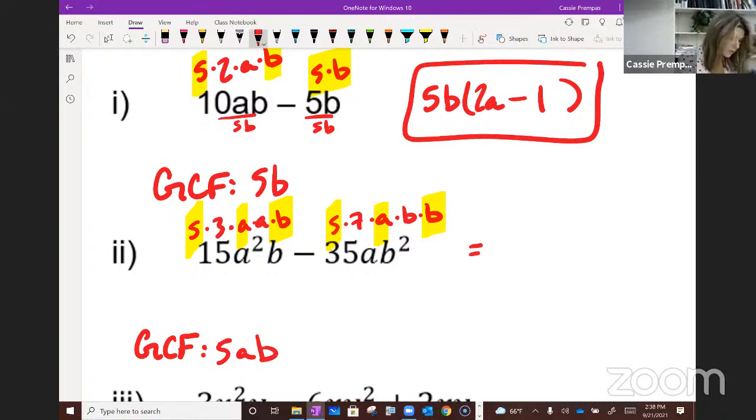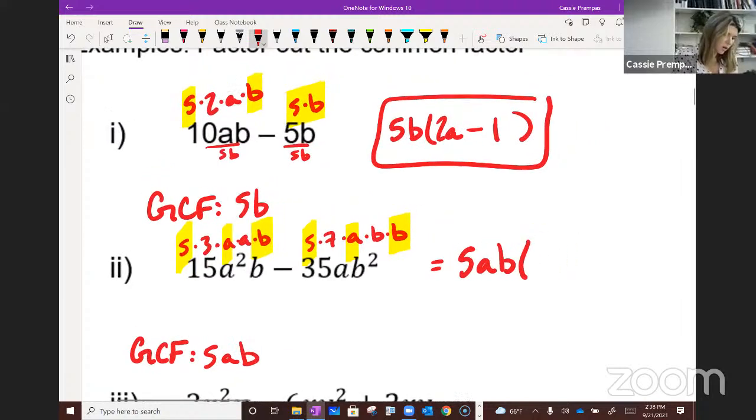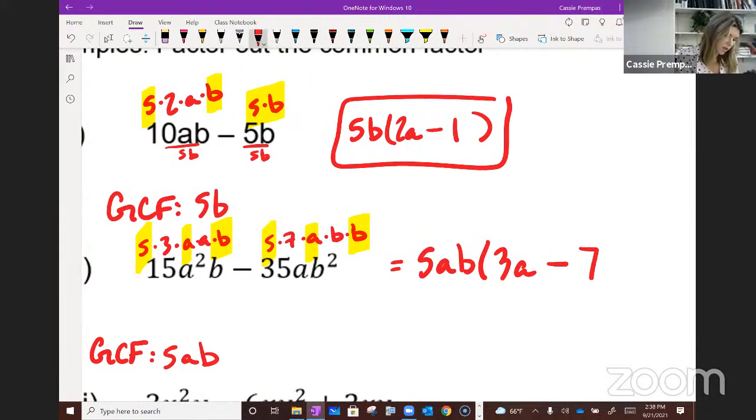All right, look up here, see if you identified it. 5AB would be the highest factor they both share. So now let's make sure that we can factor it well. If I take out that 5AB, 15A squared divided by 5AB will leave me with a 3A. And negative 35AB squared divided by 5AB will leave me with a 7B, or negative 7B.